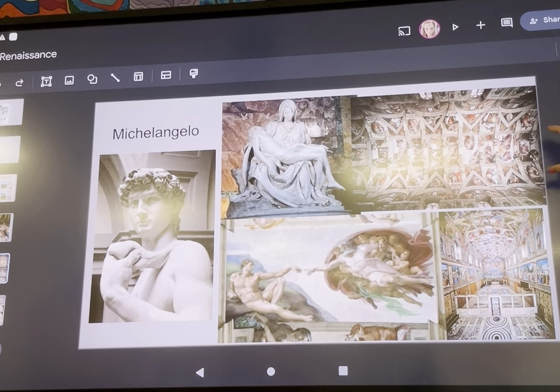Okay, so it's Genesis, the prophets, and the ancestors. And he painted this almost completely by himself on scaffolding. It must have been extremely painful. It took 4 years to complete. This is in Rome.